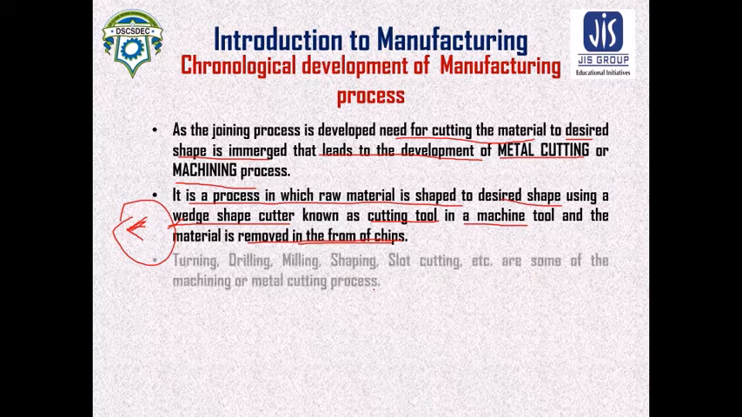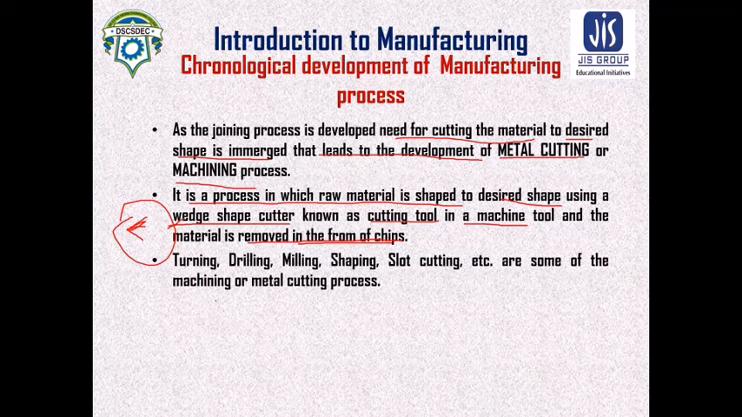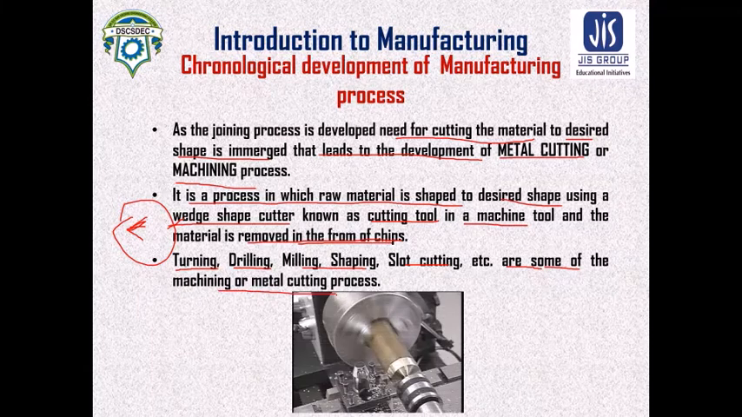Some examples of machining processes are drilling, turning, milling, shaping, slot cutting, etc. There are many more, but these are some of the machining or metal cutting processes. So this is the pictorial view of the metal cutting process.